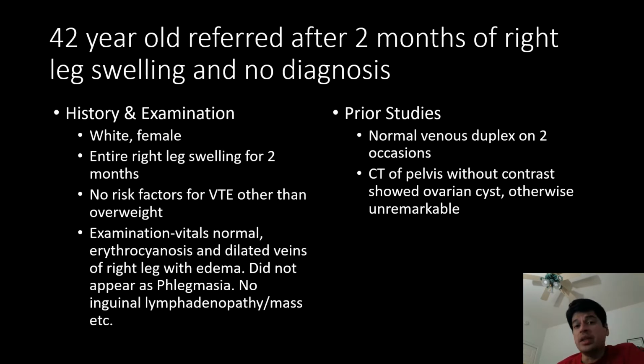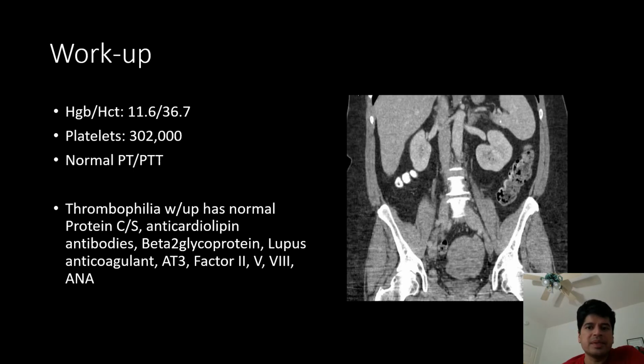She's already had two venous duplexes, both of which were negative for any DVTs. She had a CT of her pelvis without contrast that showed an ovarian cyst, but did not comment on anything specific. We looked at the CT scan ourselves and we saw that there was this mild haziness in the right external iliac area. Her labs were fairly fine and thrombophilic workup was negative.